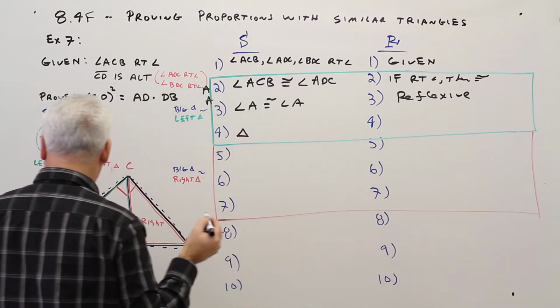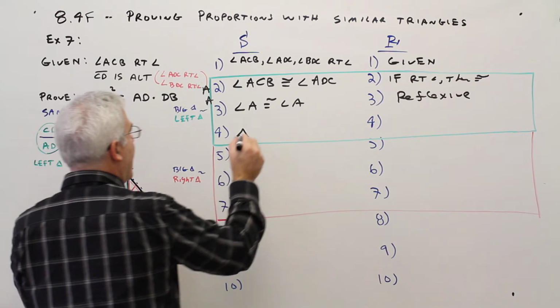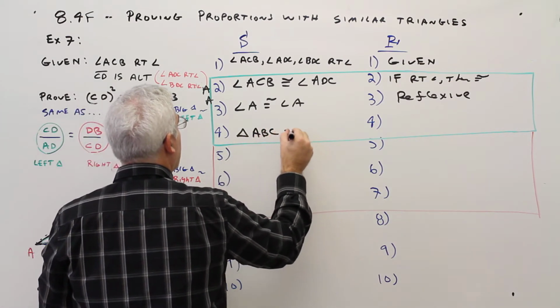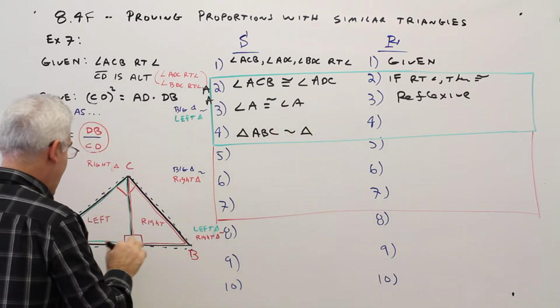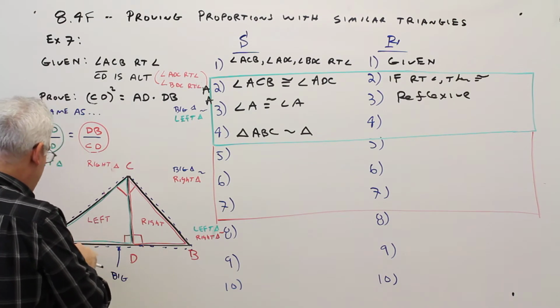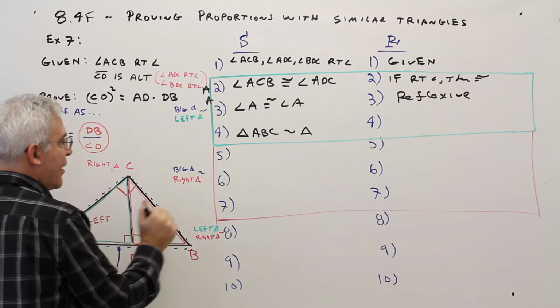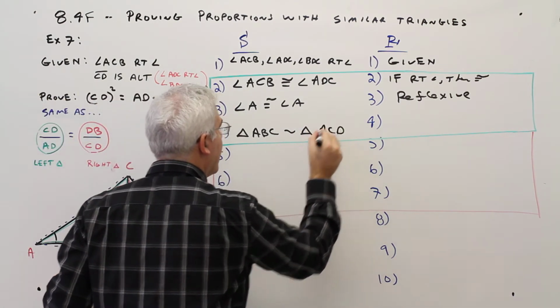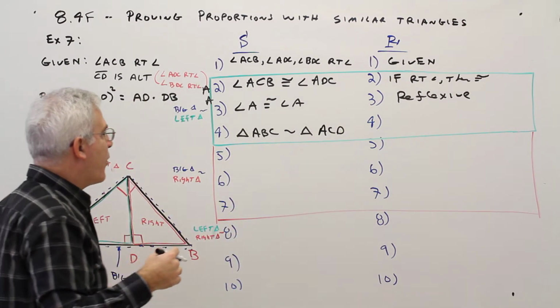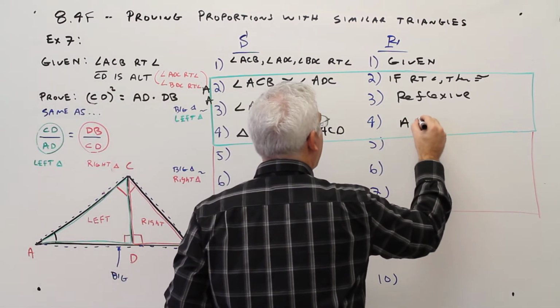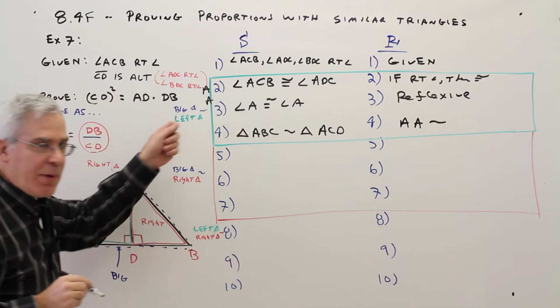So triangle, I'll go ABC is similar to triangle ACD. Just be careful with your ordering of those letters, and that would be by angle similarity. So that's big to left.